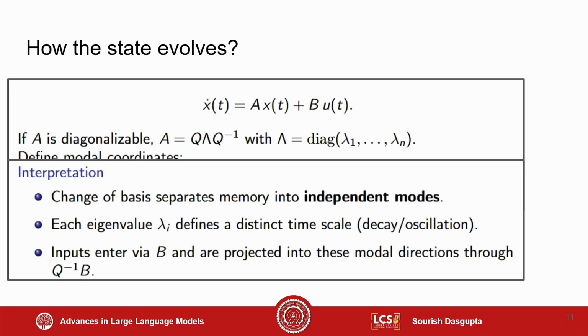So it kind of separates out those independent modes, and each eigenvalue lambda I defines a distinct time scale, and the inputs enter via B and are projected into these modal directions through Q inverse B. So that's the interpretation.